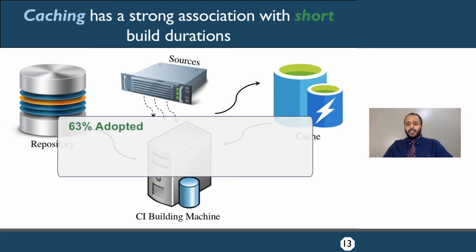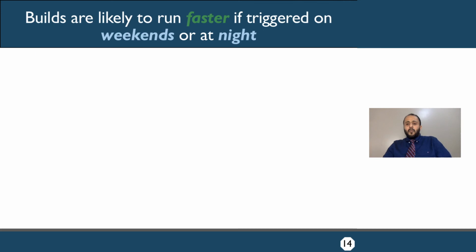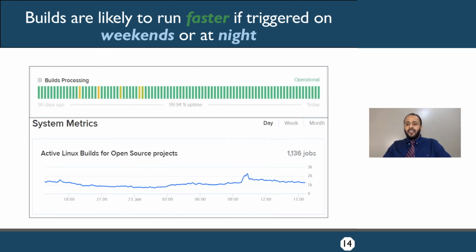Our analysis shows that caching is used in 63% of the projects, but only 2/3 of such projects experience a reduction in build durations. The reason was that caching is actually misconfigured in such projects. Moreover, we found that builds are likely to be slower on weekdays and during the day, and that's because of the heavy workload on CI servers.